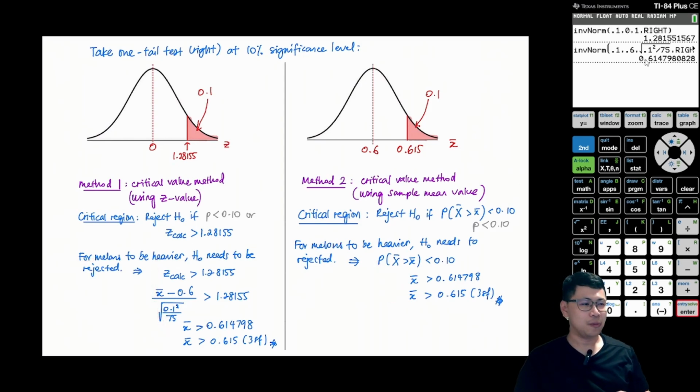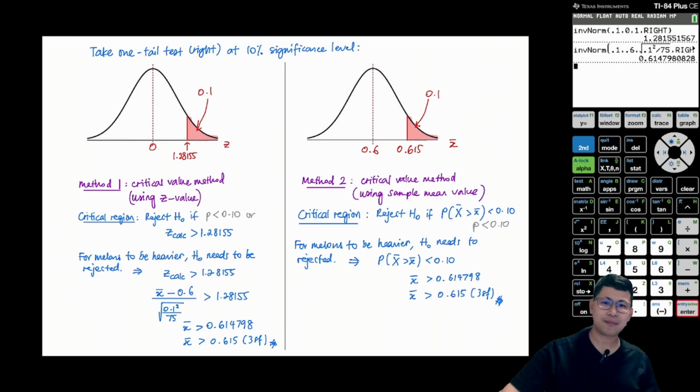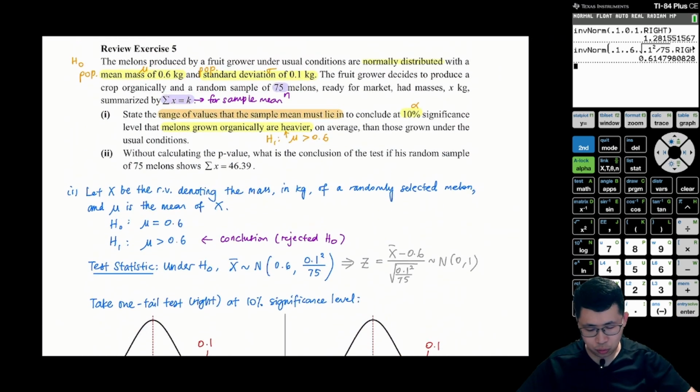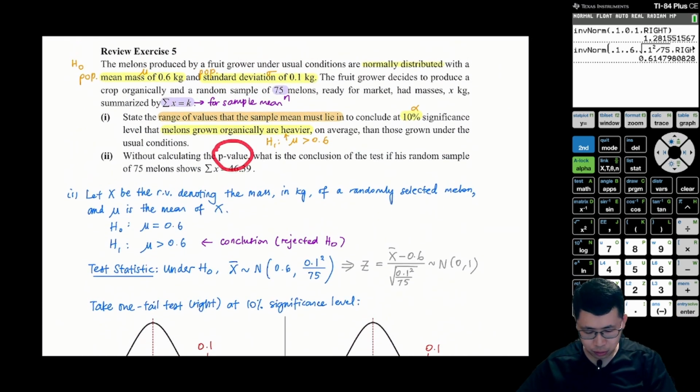Okay, so this would be for question review exercise number 5. Okay, so let's continue with part 2. So without calculating the p-value, so we don't evaluate the probability, what's the conclusion of the test if his random sample of 75 melons show this?